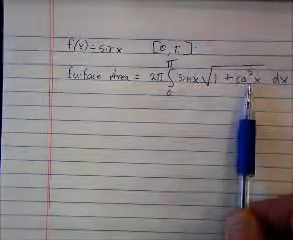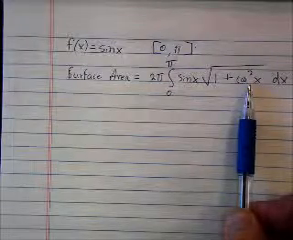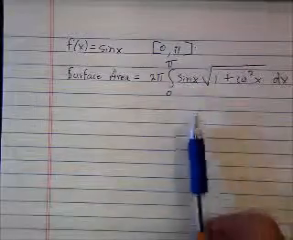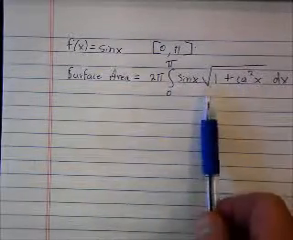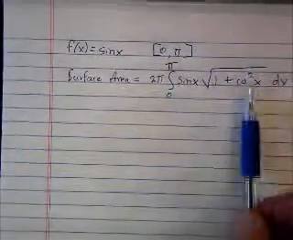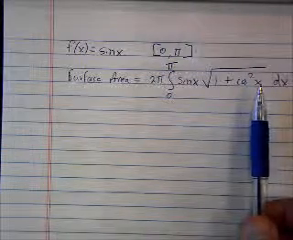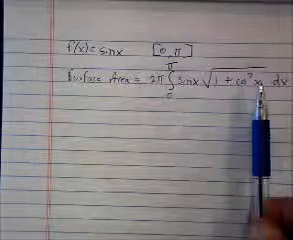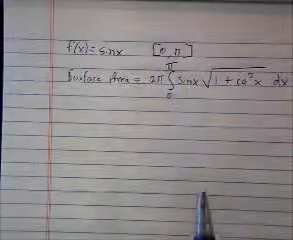You could let u be cosine, because the derivative of cosine would be negative sine, but unfortunately you would still have the square root of 1 plus u squared. And that's not one that we can do. Again, that's a trig substitution problem. So again, this one actually can be worked out by hand.